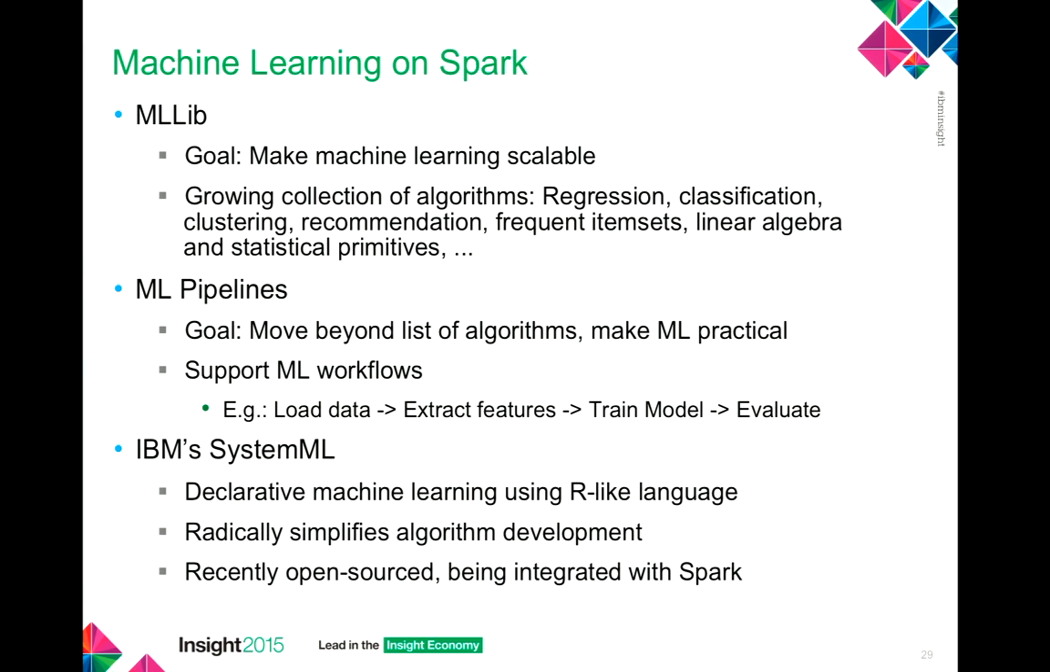So you can do L1, L2 regression, you can do classification using support vector machines or decision trees, k-means clustering, ALS recommendation engines, frequent item sets, and a whole set. So the collection of algorithms is growing. But we know that algorithms is not all that is needed in an ML system. An ML system is more than a collection of algorithms, right?